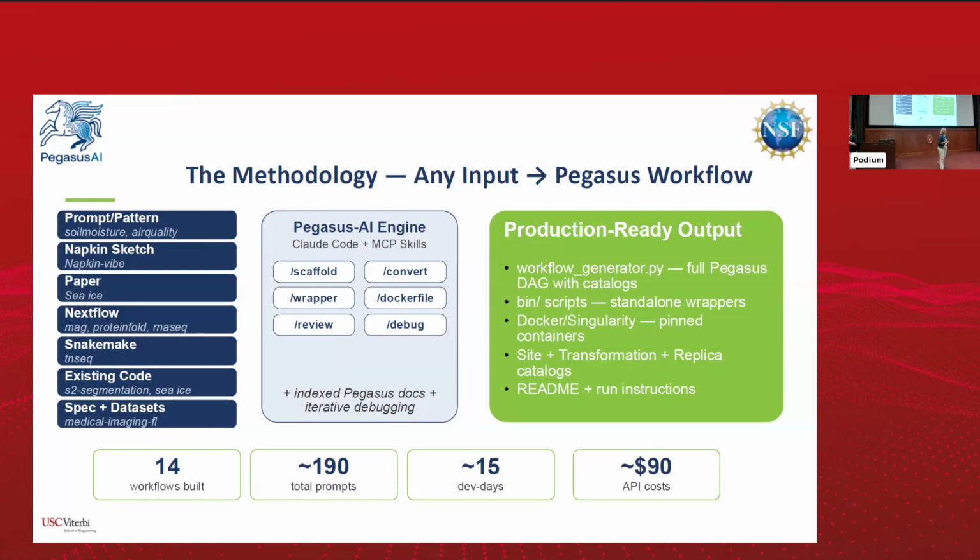Now, Kamal is very productive. In 15 days, she built 14 workflows. She used about 190 different prompts to do it, and it cost about $90 in APIs. But again, I want to emphasize, I don't advocate generating the scientific codes that go into the workflow steps. What I advocate is using this methodology to develop the workflows, which are much easier for a user to inspect than the codes themselves.